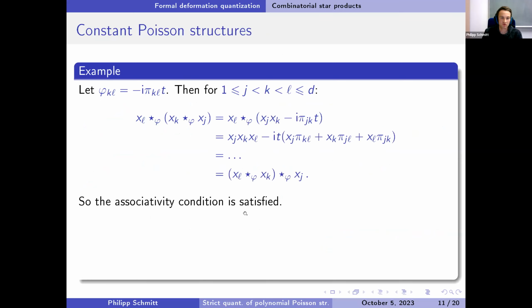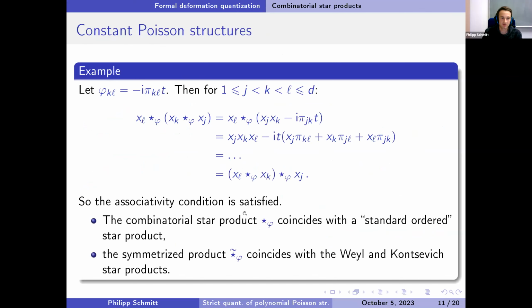And the star product that you obtain in this way is well known to all of you, because the star phi would be some sort of standard ordered star product, and the star phi twiddle is just the usual Weyl product or the Kontsevich star product that quantizes a constant Poisson structure.